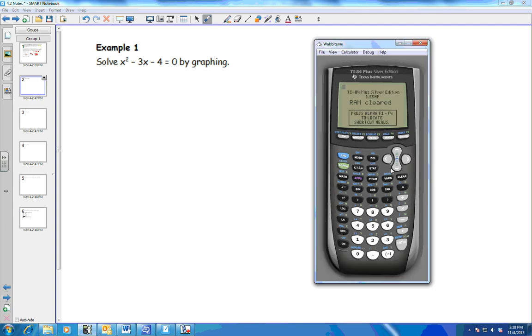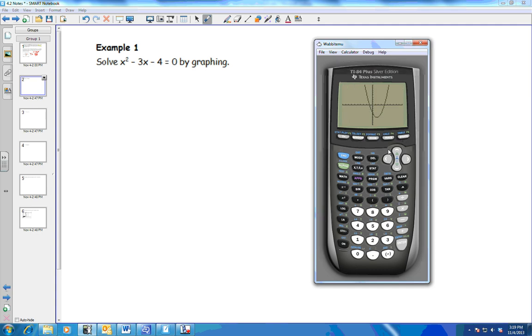Okay, so turn it on. All right, y equals x squared minus 3x minus 4. The first thing, when we solve by graphing, is that our quadratic equation has to be set equal to 0. And this one already was. I'm going to put that in my y equals. We're going to graph that in our standard viewing window, so our window should be negative 10 to 10 on our x and y axis. And then we're going to graph.